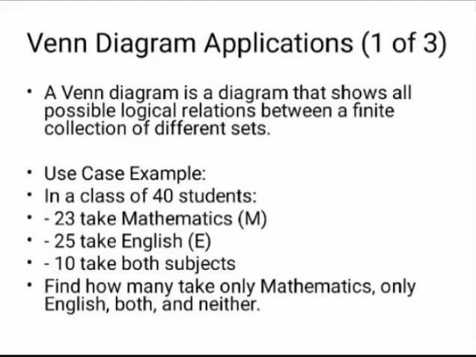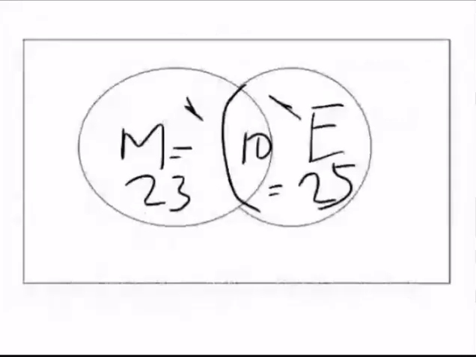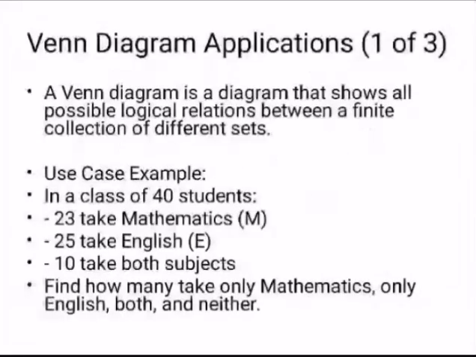So back to the question, we're trying to find how many people take only maths. From the question, we know that 23 people take maths. But in that 23, there are still some people taking both maths and English. So we're trying to find those that take only maths. We've been told that 10 people are taking both subjects, so we have to subtract the 10 people taking both subjects from the mathematics.